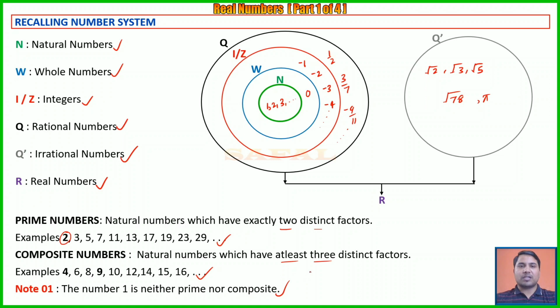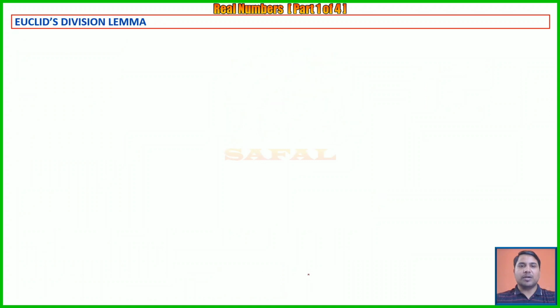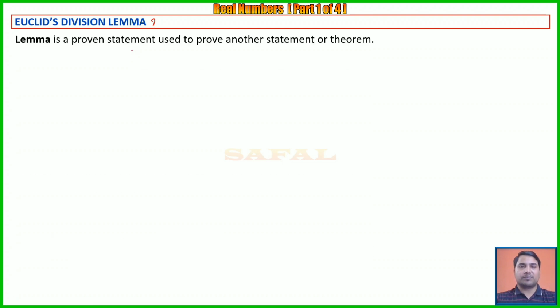So now we can start off with Euclid division lemma. The first question arises, what is a lemma? First time we are hearing this word lemma. So a lemma is a proven statement used to prove another statement or theorem. So let's take up Euclid division lemma.